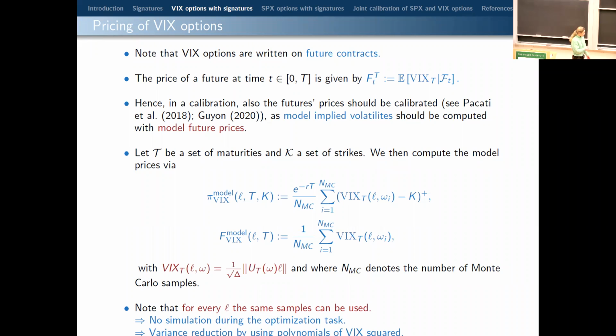And you see, for every L we can use the same samples, and this means we have no simulation during the optimization task. And if you want, you can additionally apply some variance reduction techniques that you add to this model price.